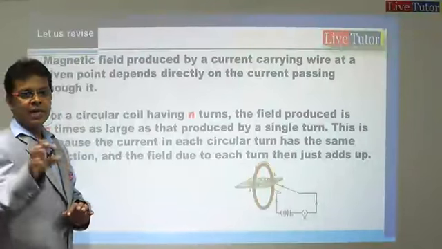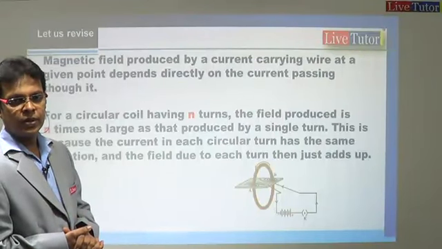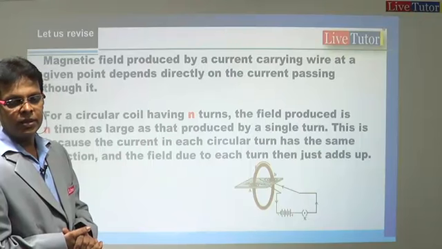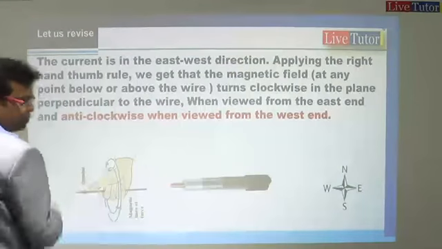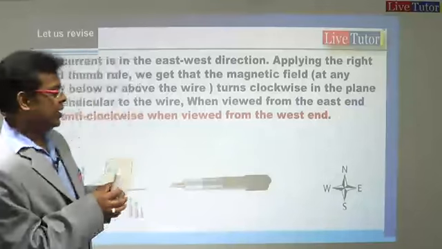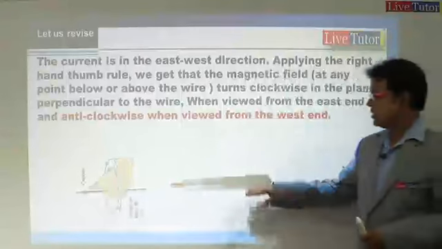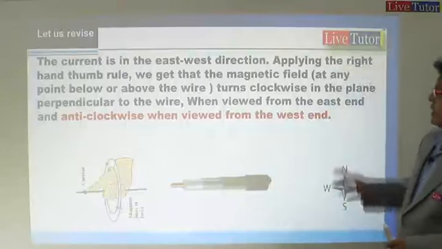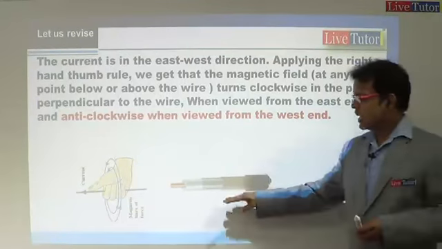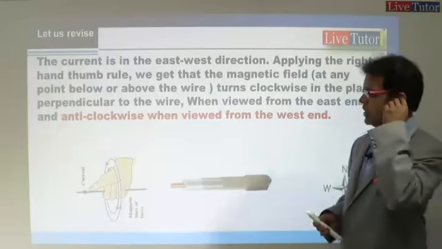When we are talking about the magnetic field produced by a current carrying wire, see, they say that the current is flowing from east to west. This is the horizontal conductor. The current is flowing from east to west. So they are asking what is the direction of magnetic field lines above and below this conductor. This is the question.